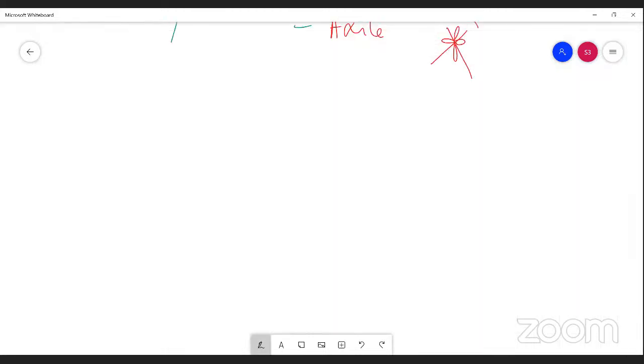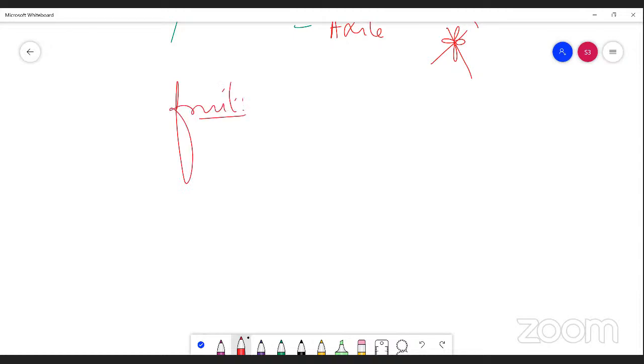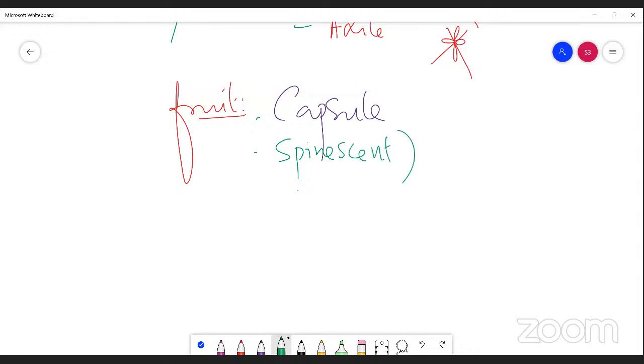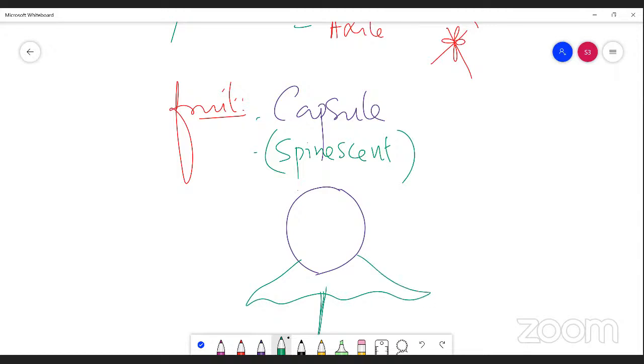Next we pass on to the fruit. You know, this fruit is a spinescent capsule. The type of fruit is a capsule. What is its nature? Particularly, I can say spinescent. Spines are there. Now, if you take this fruit of Datura metel, you find this is the stalk of the fruit that gives rise to a number of spines, right? Hence, it is known as a spinescent capsule. So, the type of fruit is a spinescent capsule.